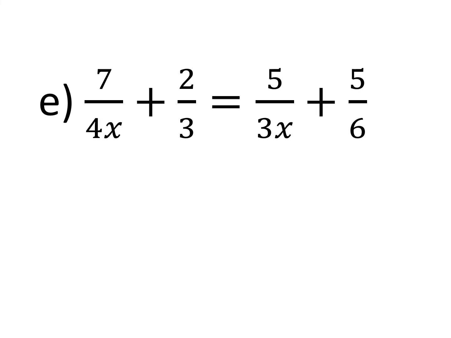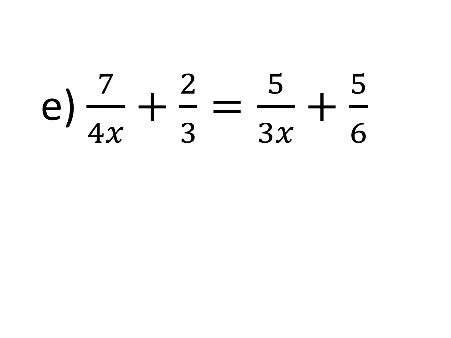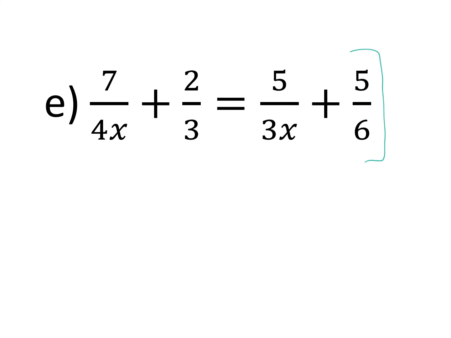Okay, letter E. This one looks a little bit different because you have a plus on the left and you have a plus on the right, but it's still the same idea. You're still looking for the least common denominator. What do you come up with here? Let's just look at the numbers. You have a 4, a 3, a 3, and a 6. What are all those going to go into? Smallest number, 12, right? That's going to be 12. But then you have an x and an x, so you've got to multiply by 12x if we're going to get those x's out of there. Okay, so least common denominator here is 12x.